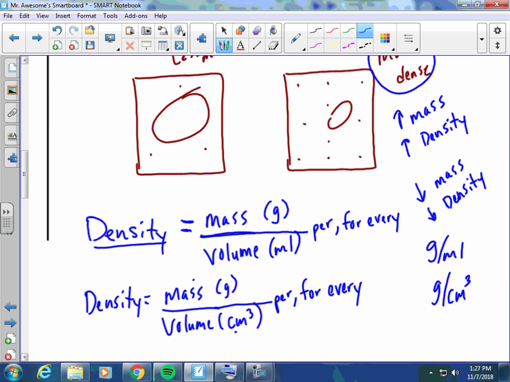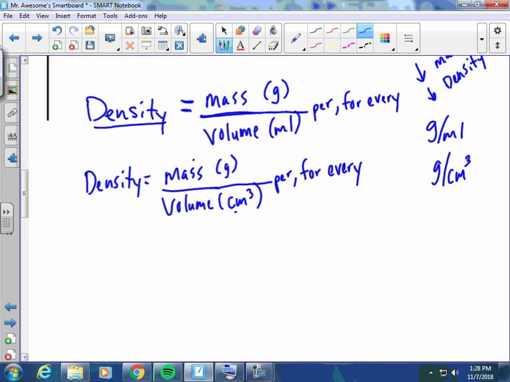If I had a mass of 10 grams and a volume of 5 cubic centimeters, I could also say there are 10 grams for every 5 cubic centimeters. Does that make sense?